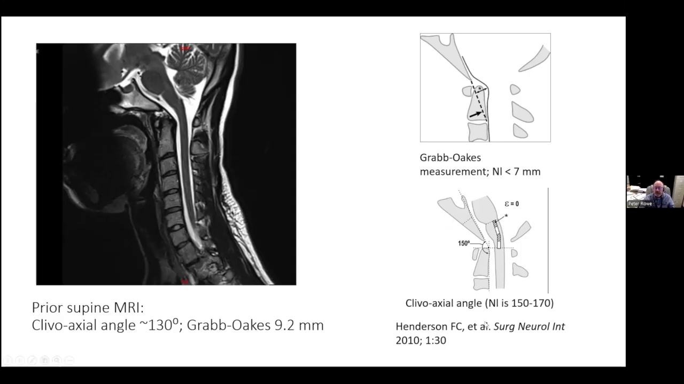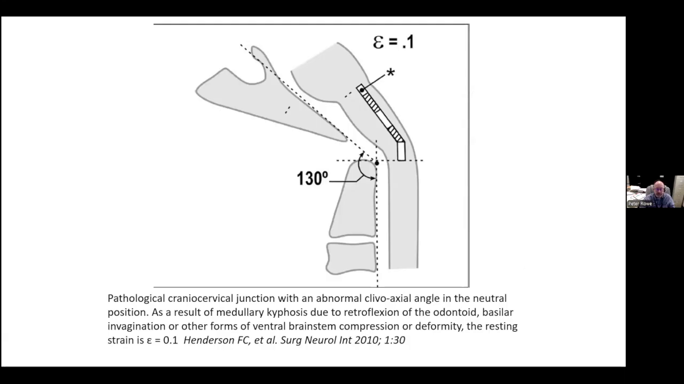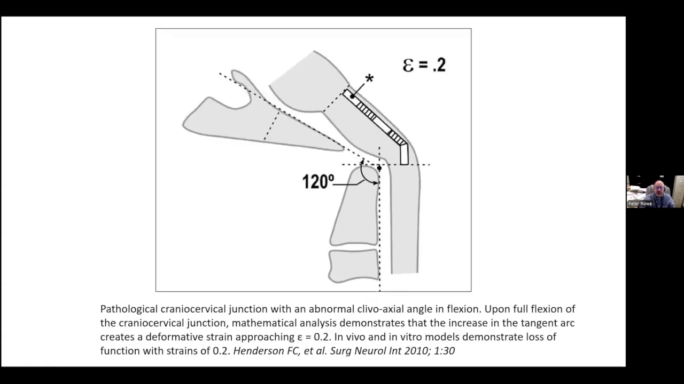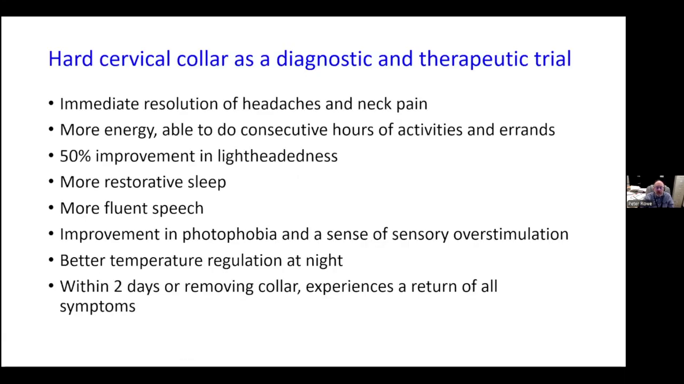Here again is a picture of the clivoaxial angle from a paper by Dr. Fraser Henderson, one of the pioneers in this field. The idea being that if you've got a more acute angle, less straight, that there is increased strain across the tissues in the spinal cord, and gets worse the more abnormal that angle becomes. So in this patient, we thought, let's see what happens with the hard cervical collar. And she had immediate resolution of her headaches and neck pain. Now, I'll mention here that not everybody can tolerate the collar. Sometimes it presses on the jaw and causes temporomandibular joint discomfort, or it presses on occipital nerves in the back of the head.